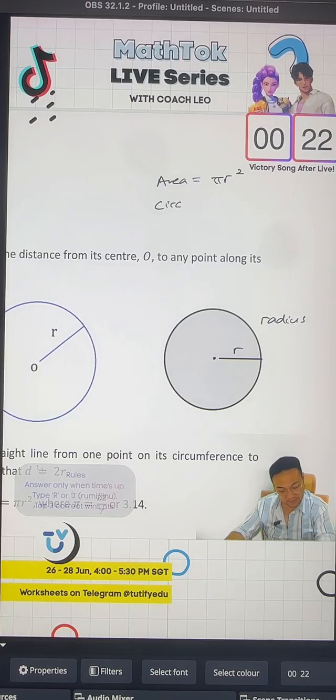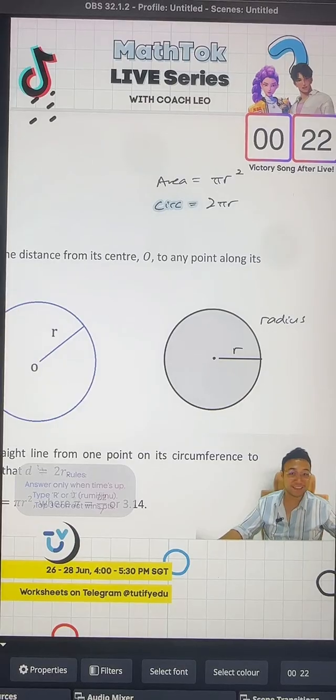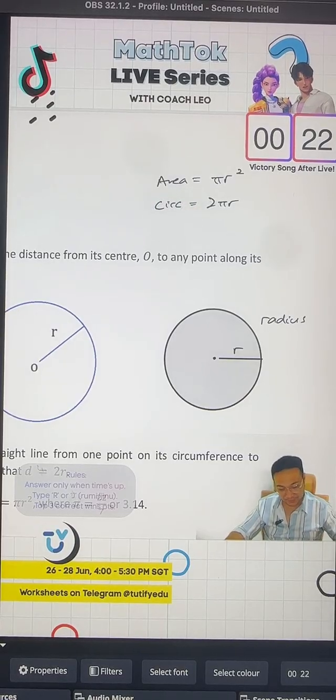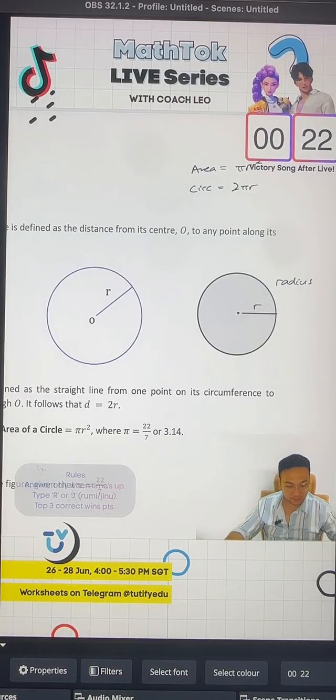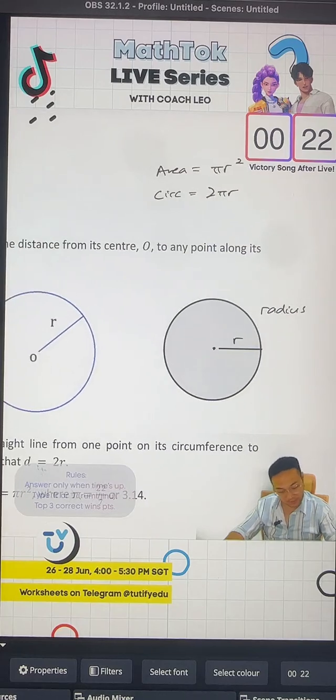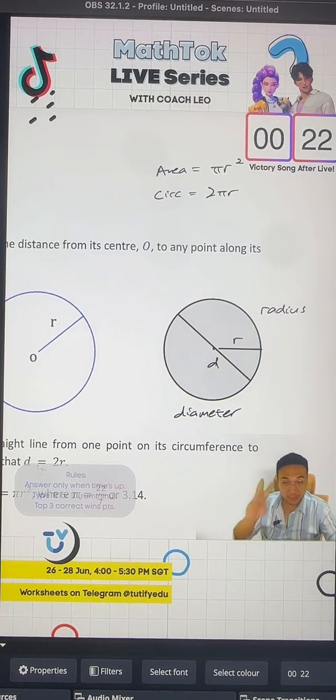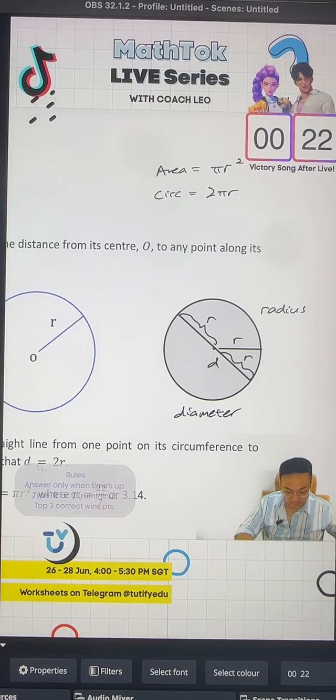And how do you find the circumference of a circle? Very easy. You just take the number 2 and you bring it down, then it becomes 2 times pi times R. That's all. So that is how you find the area and the circumference of a circle. Now, one more thing I might as well talk about is the diameter of a circle. If you draw a line passing through the center, touching from circumference to circumference, we call this D. This is called the diameter, which means 2 radius. You take 1 radius plus another radius, you will get a diameter.